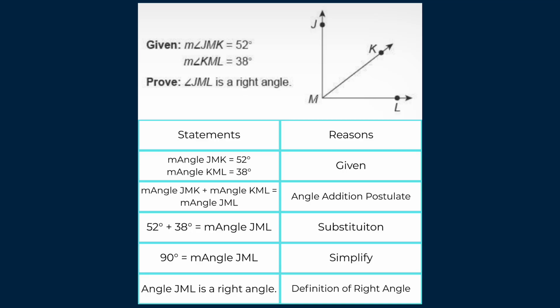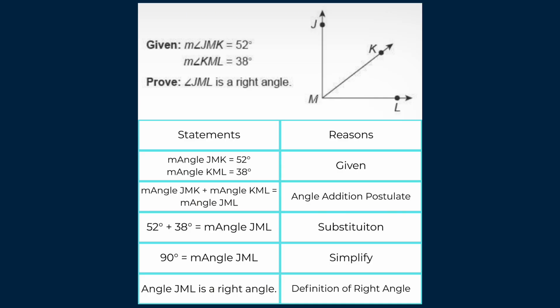The measure of angle JMK plus the measure of angle KML equals the measure of angle JML. Now we can just substitute the values that we were given, 52 plus 38 equals the measure of angle JML, by substitution. Simplify by just adding the two degree measures together. The measure of angle JML is 90 degrees, and we know that a right angle will always equal 90 degrees, and any angle that is 90 degrees is a right angle. So angle JML is a right angle by the definition of right angle.